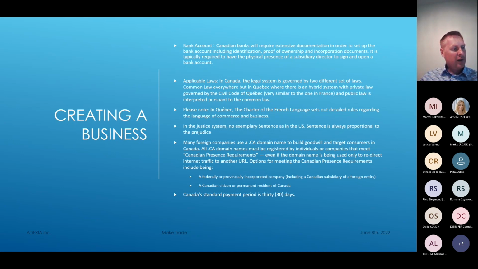I talked about the language extensively before. You have to understand that in Quebec, there is something that's called the Charter of the French Language, which is kind of a law by itself, and that details all the rules regarding the use of the French language in commerce and business, and has been reinforced, as I mentioned, a couple of weeks ago by Bill 96.